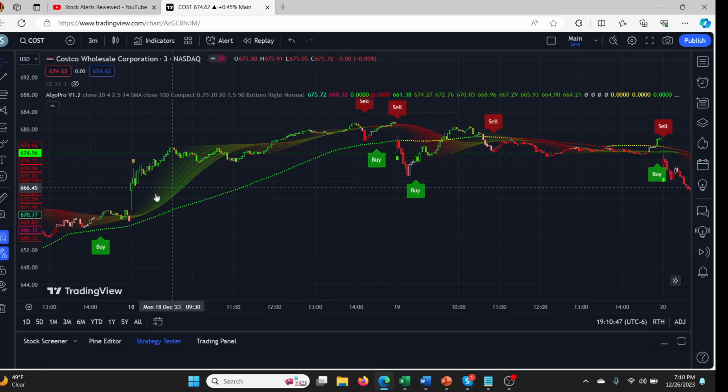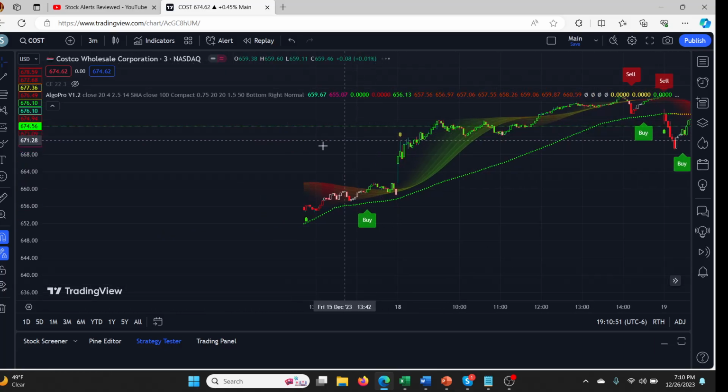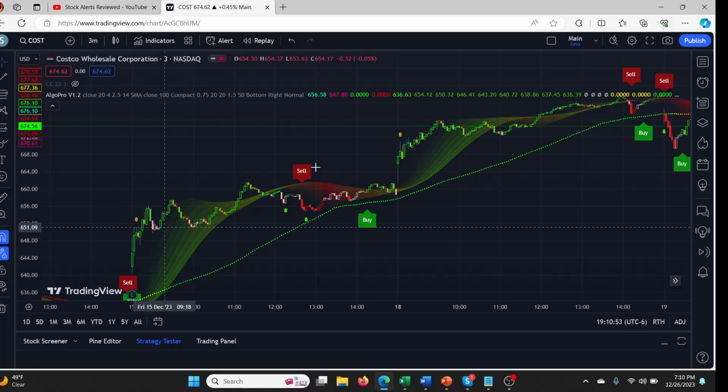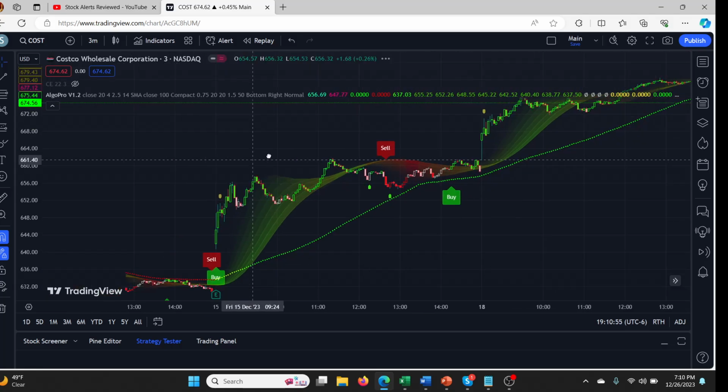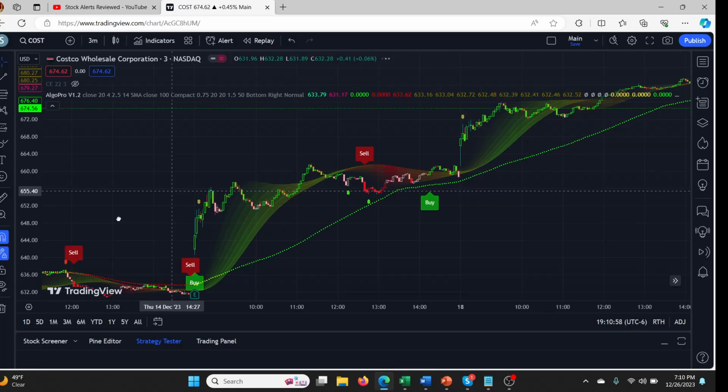Because this is a long trade. This is hours and hours of trading. So even though it might be a day trading time frame, these signals are still lasting a while. So basically something to keep in mind.